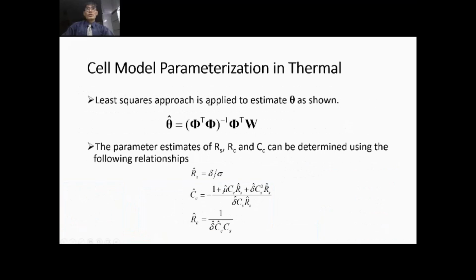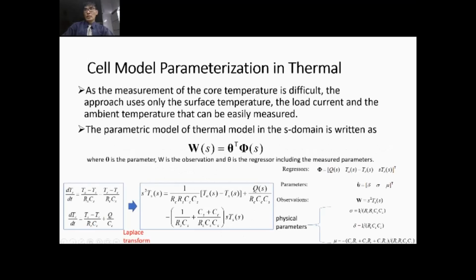The least square approach is applied to estimate the theta. The whole idea is that we want to determine the theta. Hat means the estimates. The parameter estimates of RS, RC, and CC can be determined using the following relationships. Take note that once you find the theta, and you know the theta is delta, sigma, and mu, from here you will find out the following parameters, which reside within the theta parameters.